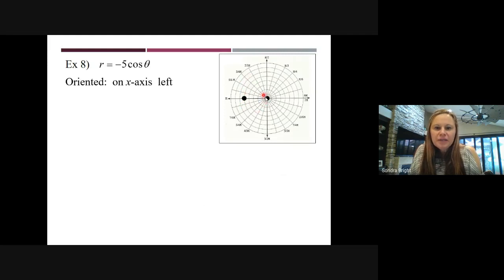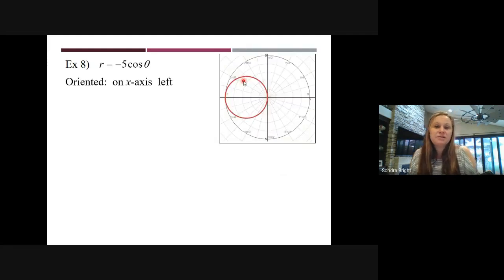If you want to plug in points to figure out how far out, what would be friendly? Cosine, so at 2 pi over 3, your cosine would be -1/2. So you'd be out 2.5 units. So 1, 2, and you have a dot right there. Maybe that helps you. It doesn't matter, just try to do your best. There's your circle.